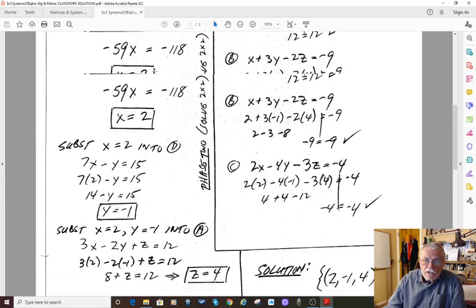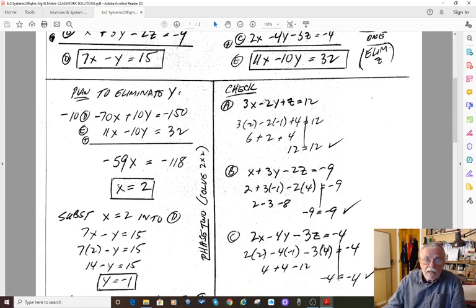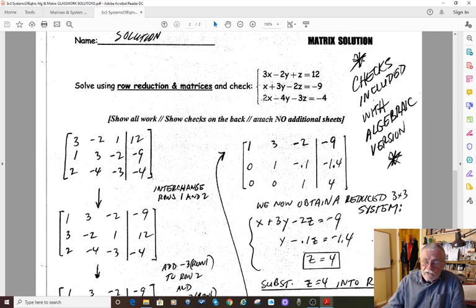So look at the instructions. The instructions here, solve the 3 by 3 system algebraically. That means by addition and subtraction. That's the old way. The way that you learned in Algebra 2 when we practiced in the last video. And now we're going to take the new approach. We'll work with this for a while. Solve using row reduction and matrices and check.